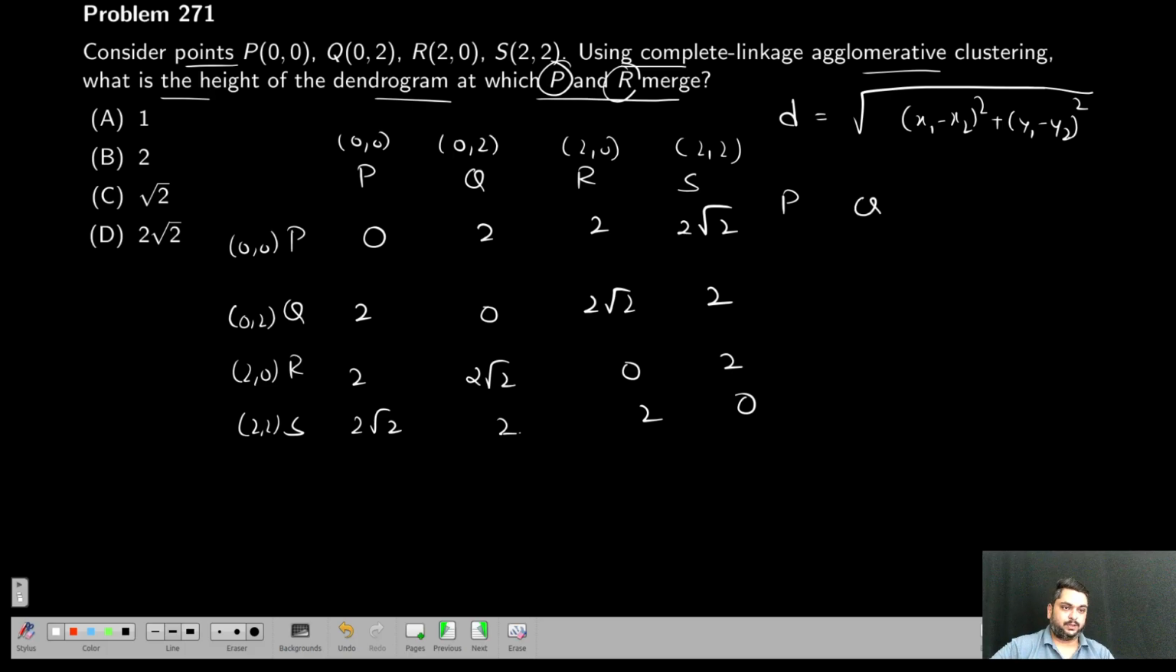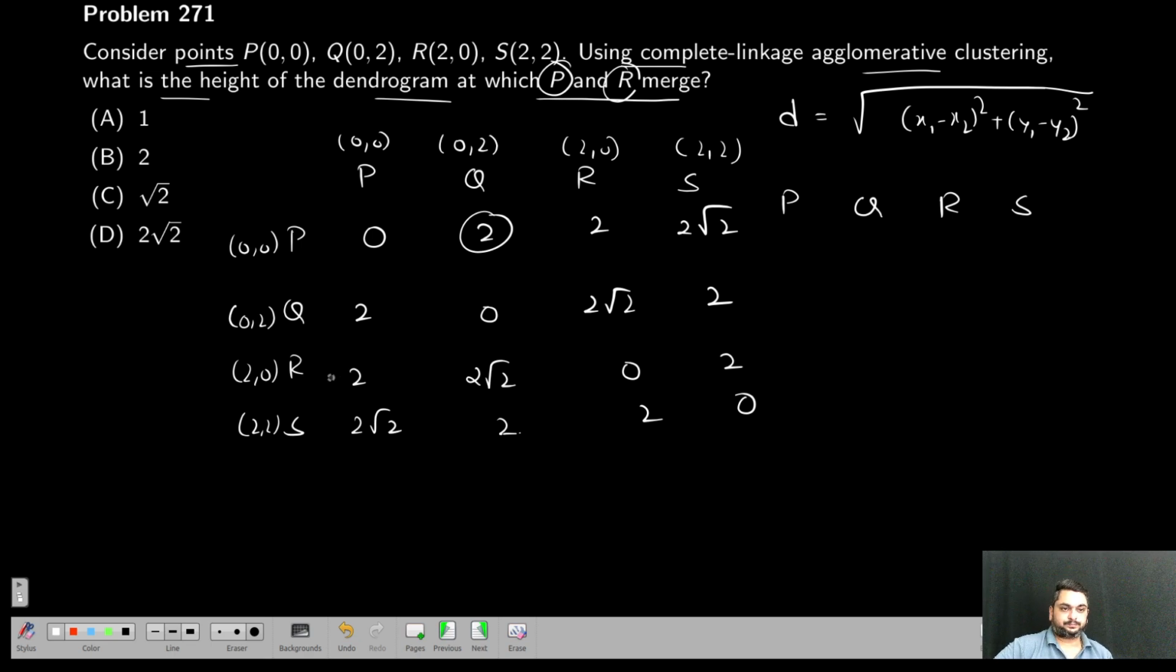Initially, we have P, Q, R, S. If you observe here, P and Q distance is 2, that is minimum. So the minimum here is 2 only. 2 root 2 is greater than 2. So P, Q is a candidate, and then we have R, S also a candidate.